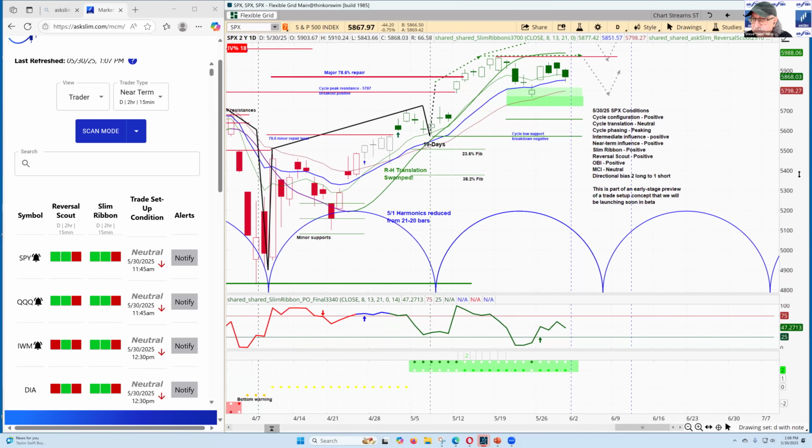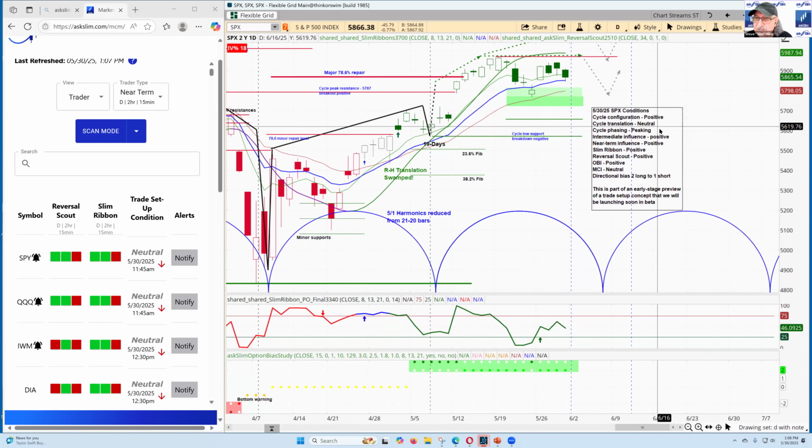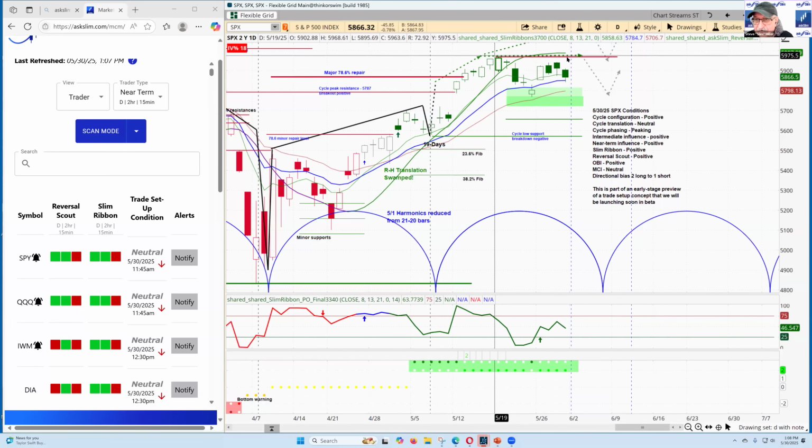So here on May 30th, the S&P conditions say the cycle configuration is positive here on the daily chart. You can see that because there's a high probability that the cycle is going to complete nowhere but above where it started over here. The cycle translation is neutral. Why is that neutral? Well, because you had the high over here, and that is on the left side. And at the same time, it got pretty close to that over there. So I can't make a negative translation out of that.